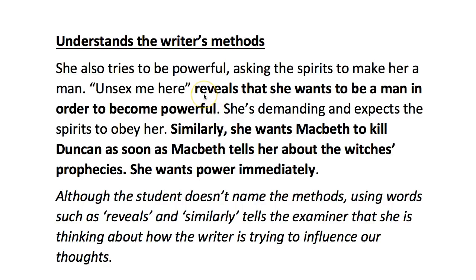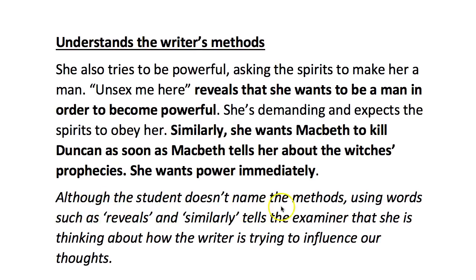In bold, we've got the writer's method. "It reveals that she wants to be a man in order to become powerful. She's demanding and expects the spirits to obey her." So that's a two-part explanation again, just as we had in the previous paragraph. "Similarly, she wants Macbeth to kill Duncan as soon as Macbeth tells her about the witch's prophecies. She wants power immediately." Right, and here is my examiner's note.